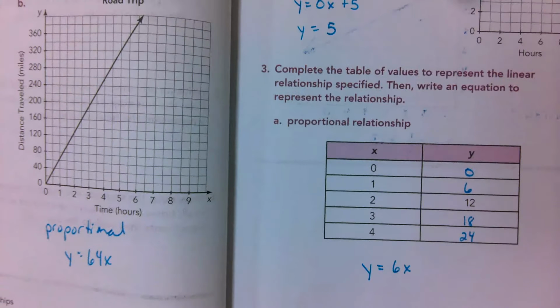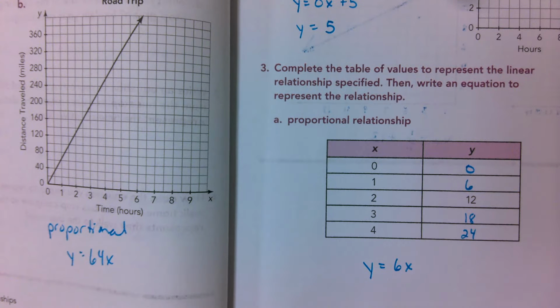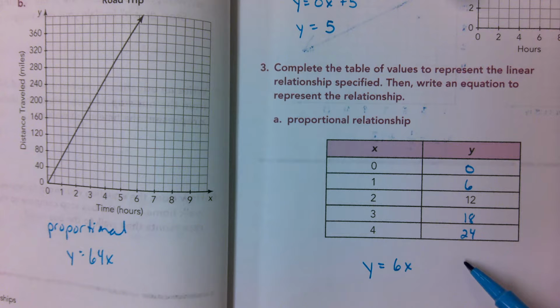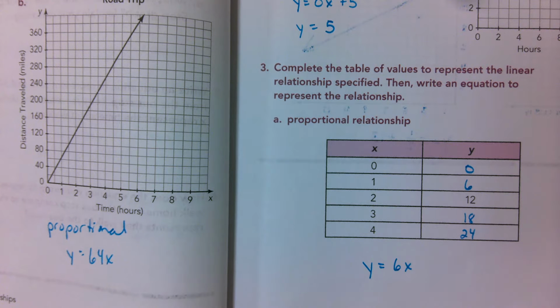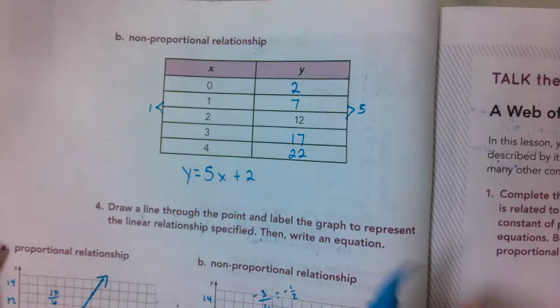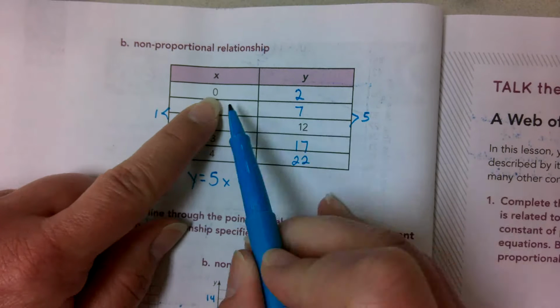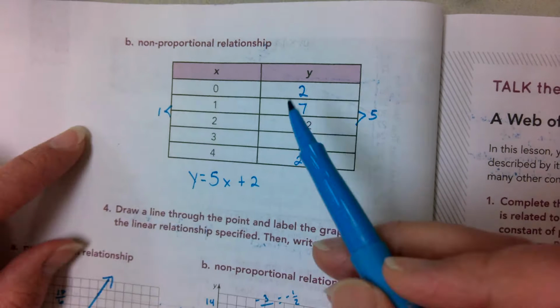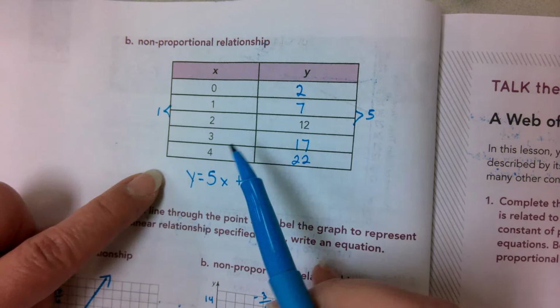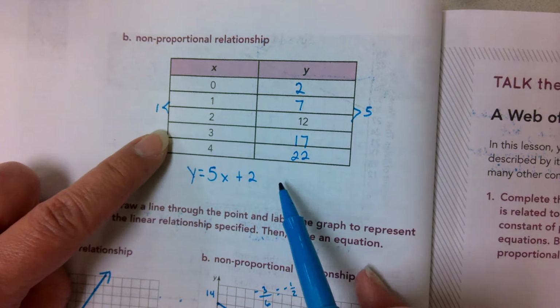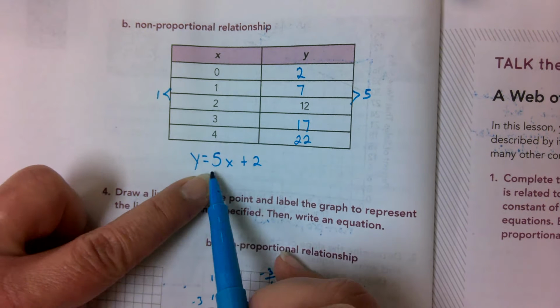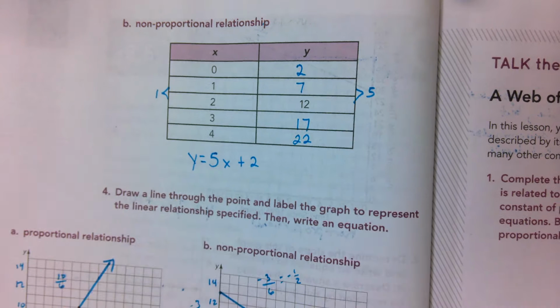Here, I've completed this table, and this is a proportional relationship. y equals 6x. And then your numbers probably could vary on this one here. The biggest thing is you couldn't have a 0 here. And then it has to go up by the same amount every time. So I'm going up 5 every time now. So y equals 5x plus 2, my y-intercept.